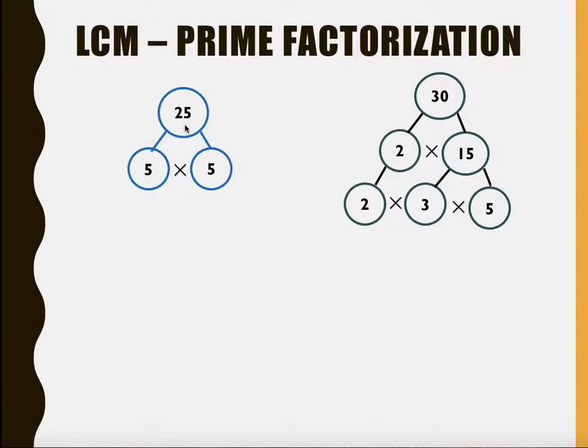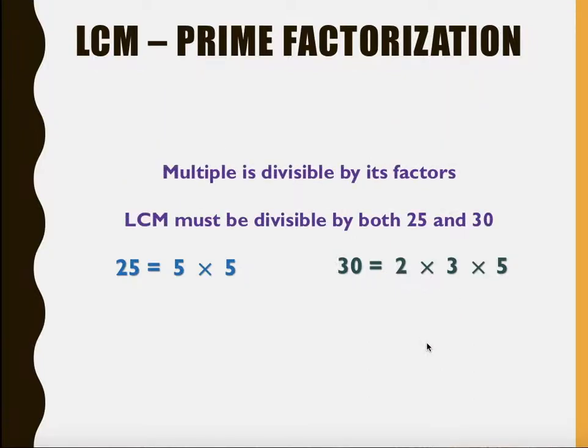Here I have 25 as a product of the prime numbers 5 and 5, 30 as a product of 2 and 15, but I know 15 is further broken down into 3 times 5. So we have prime factorization as 5 times 5 for 25. For 30, it is 2 times 3 times 5. Now, something to keep in mind is a multiple is divisible by its factors. So the LCM, which is the least common multiple, is obviously divisible by both 25 and 30.